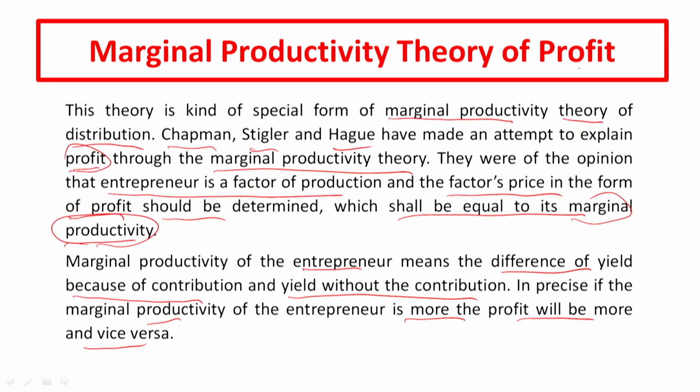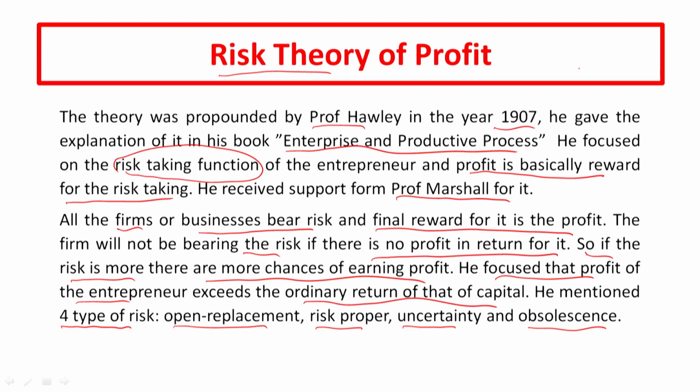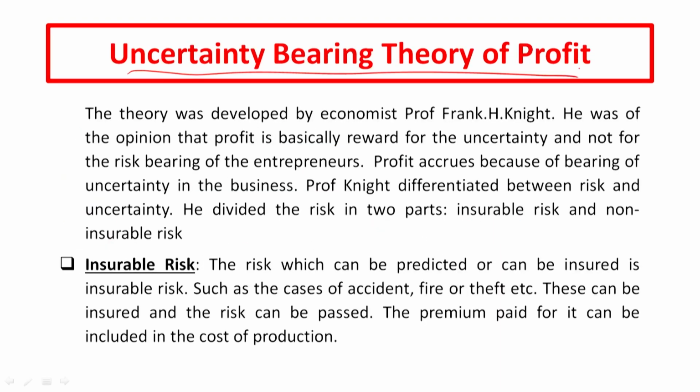Then we talked about marginal productivity theory of profit. Here the relationship between profit and marginal productivity was established on the basis of entrepreneurs. Then we talked about this risk theory, which was given by Professor Hawley, and he focused on the risk-taking element or function. And now finally we are discussing the uncertainty bearing theory of profit. This theory was developed by famous economist Frank H. Knight. He was of the opinion that profit is basically reward for uncertainty.